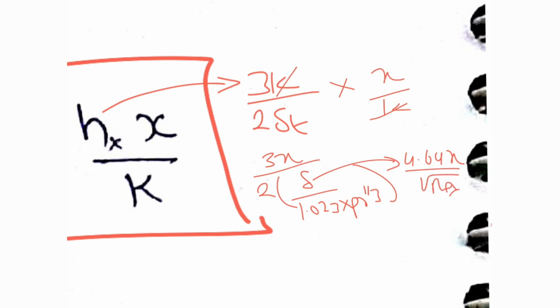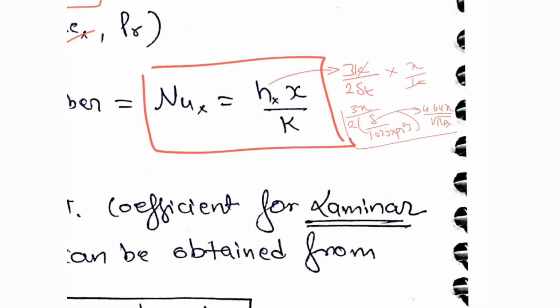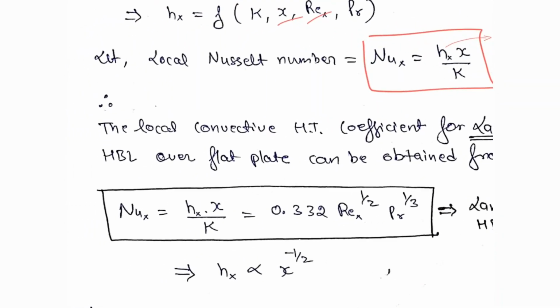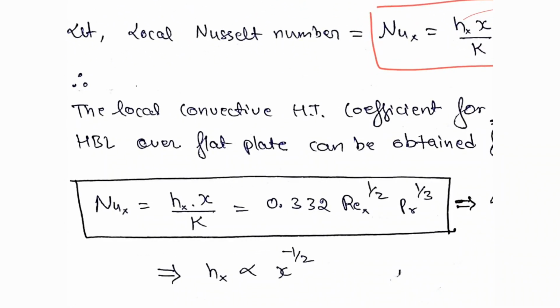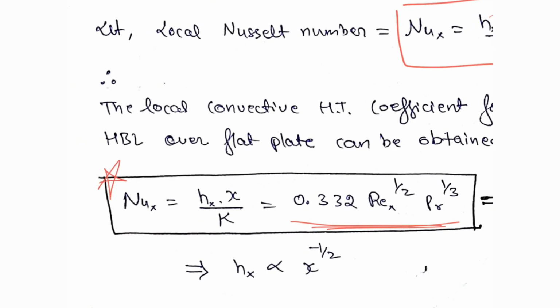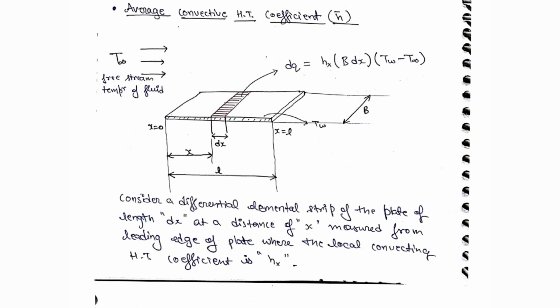Okay, by calculating all these things, you will get a very important formula for Nusselt number, that is Nux is equal to 0.332 into Re power 1 by 2 into Pr power 1 by 3. This is very important formula, you must remember this. Okay, now how is the variation of Nux with respect to x? Since hx is proportional to x power minus 1 by 2, Nux will be proportional to x power 1 by 2. Okay, now let us find the average convective heat transfer coefficient h bar and Nu bar.